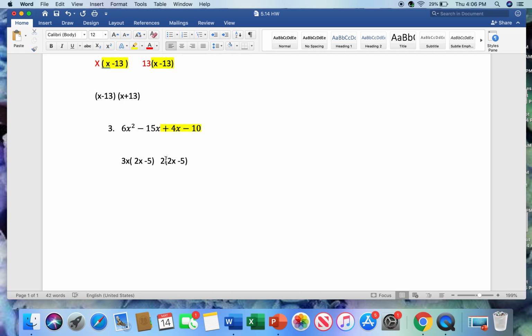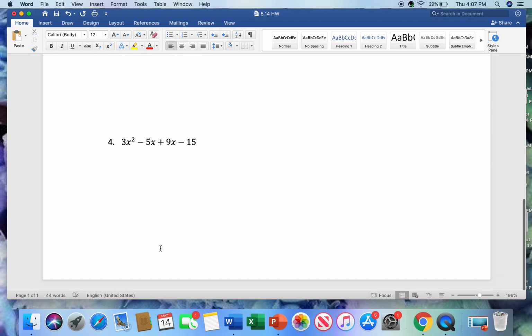So now we have our two sets that match each other. We write one of them once, 2x minus 5, and our other set of parentheses is going to be this 3x and this 2. So it's 3x plus 2.